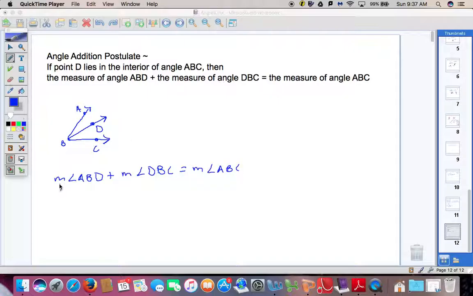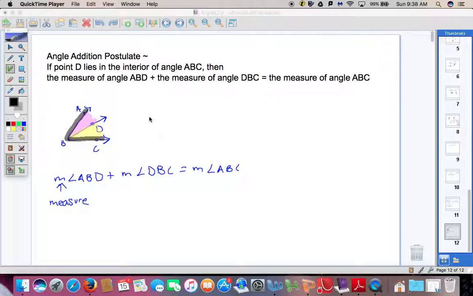So we use these M's outside here, and they indicate the measure of an angle. Okay, they don't indicate slope here, they indicate the measure of the angle. And let's just talk about that for a second. Now, what we're trying to say is that this angle here plus this angle here equals this entire angle.